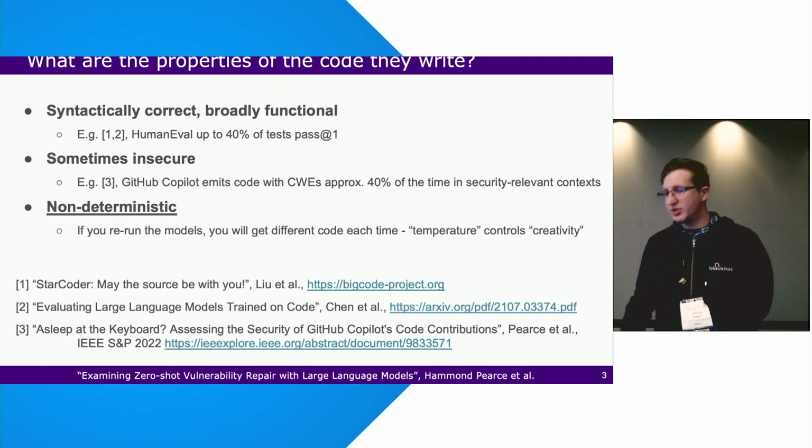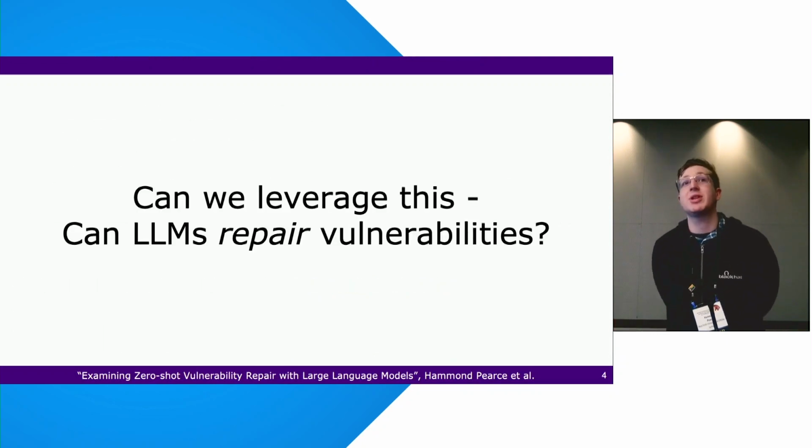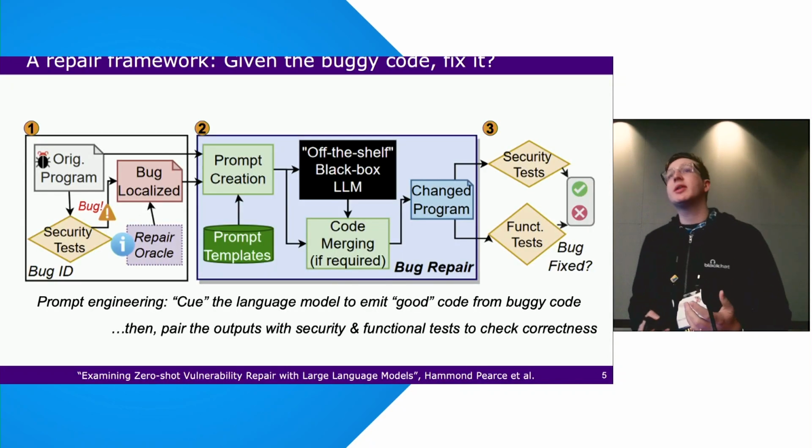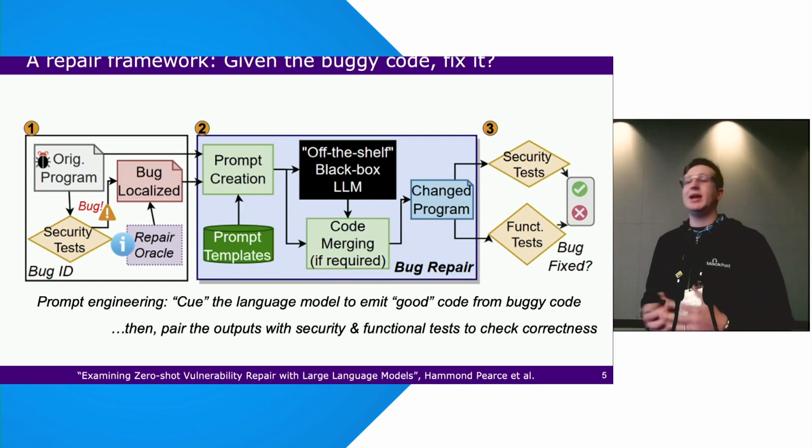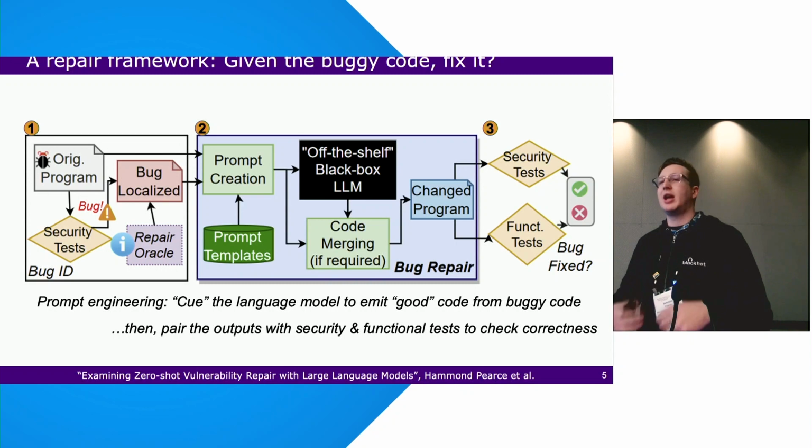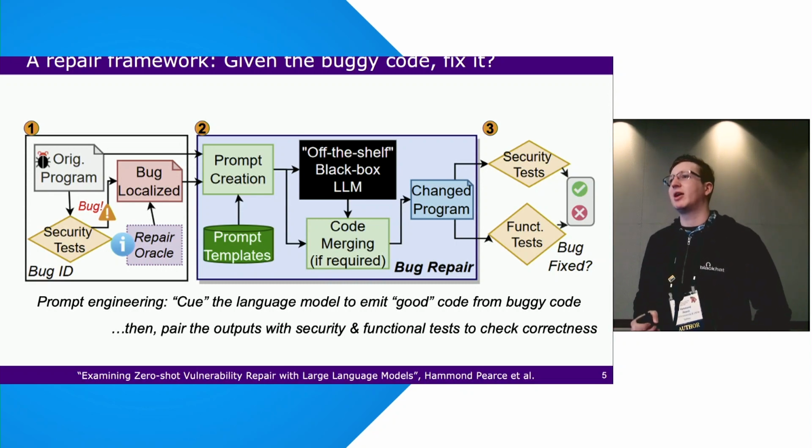So this actually raises a question for us. Given that the models can produce secure code 60% of the time, and can be regenerating their outputs to get different outputs, can we actually leverage these properties to repair identified vulnerable code? So in this work, that's exactly what we set out to answer. We created a methodology with a repair framework that would take buggy programs which have been identified by whatever tool you want, whether that be fuzzing or static analysis, and those will point you towards buggy lines of code, which we then localize using whatever you want for bug localization.